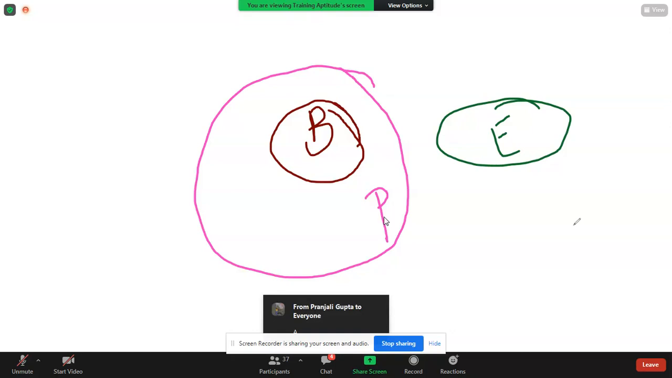Some books are erasers. No. So where is only 3? Option A. Only 3 is option A. So my answer is option A. Absolutely correct. Agam, Pranjali, Simran.